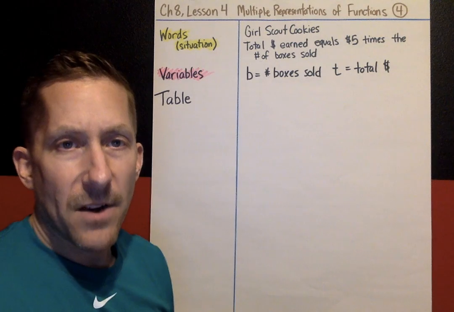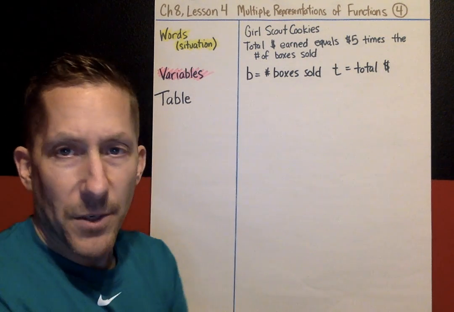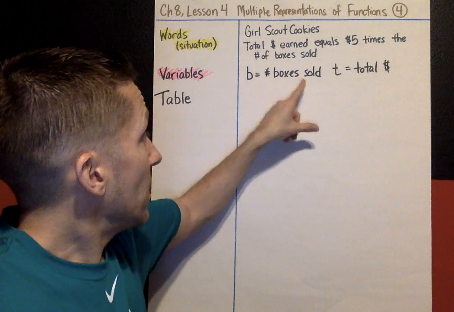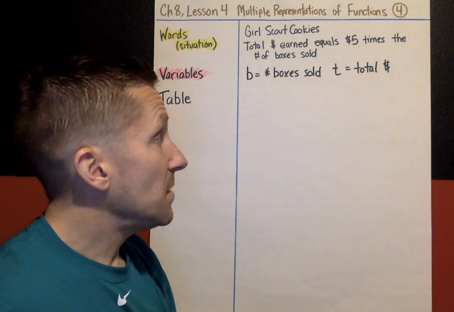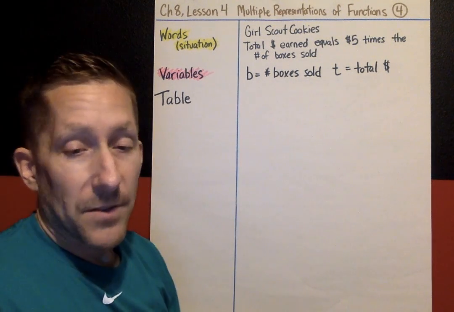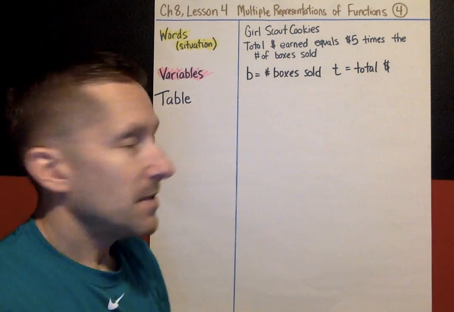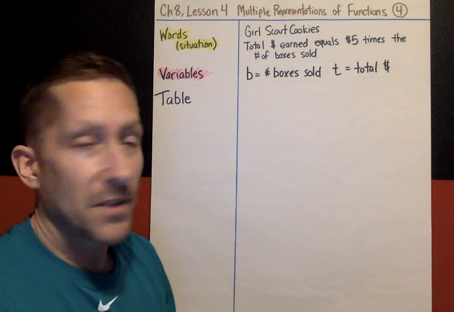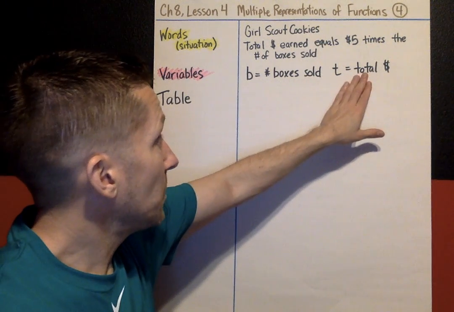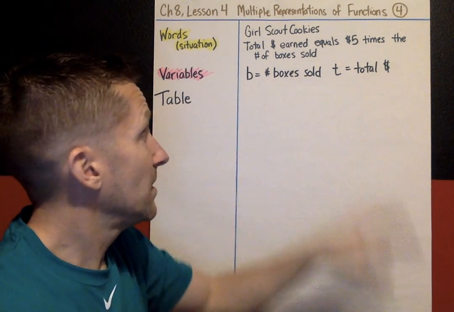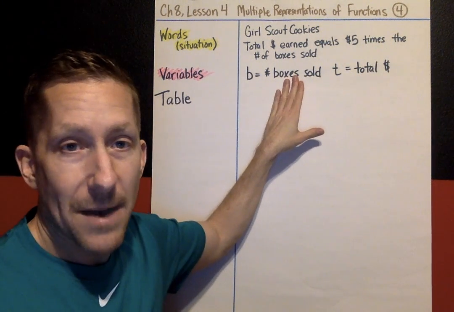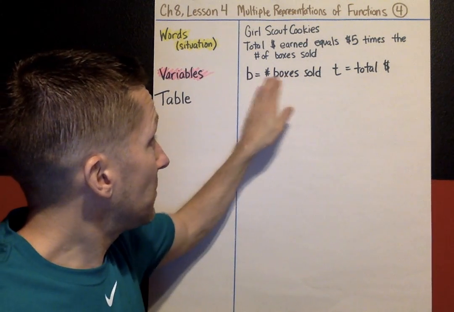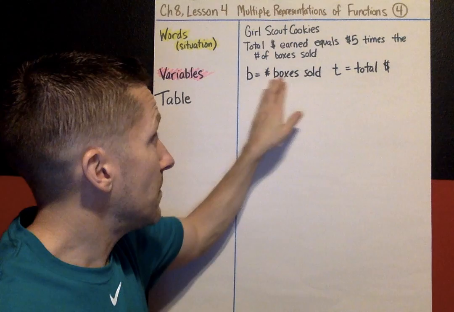And the independent variable, if you're trying to figure out which variable is which between these two, one of these is the independent and one is the dependent. So a couple of tips. The independent variable usually comes first. So what happens? Do you have a total first, or do you sell boxes first? Well, first you got to sell some boxes of cookies, and then you get the total. So this is going to be our independent variable.